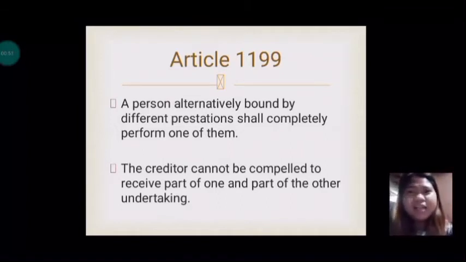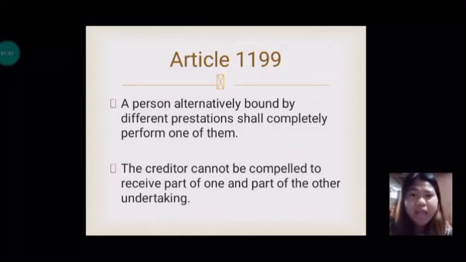So for example, Anna obliged herself to give Lisa a ballpen number 1, ballpen number 2, and ballpen number 3. So in this case, pwede ra isa ang ihatag ni Anna kang Lisa. Kay ang giingon man sa law, kanang 1 is already sufficient to extinguish her obligation. Take note that the obligation of the obligor is to deliver one of those objects as she promised, because the creditor cannot be compelled to receive part of one and part of the other undertaking.